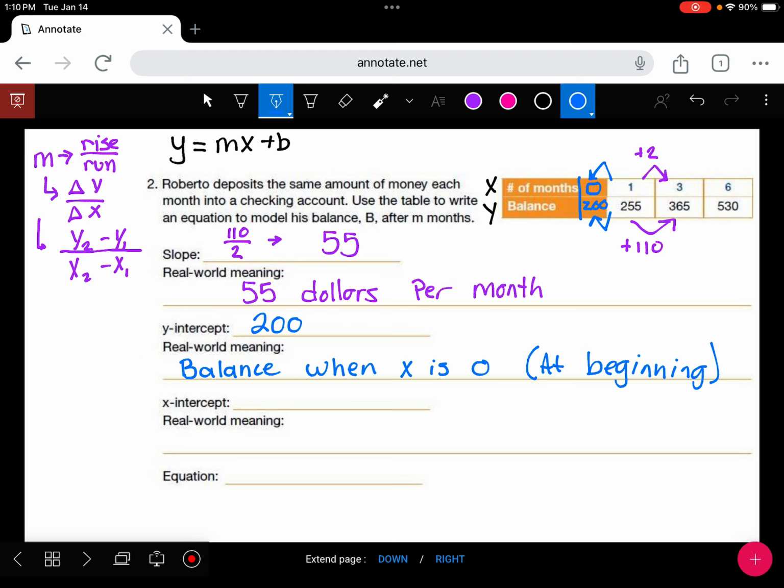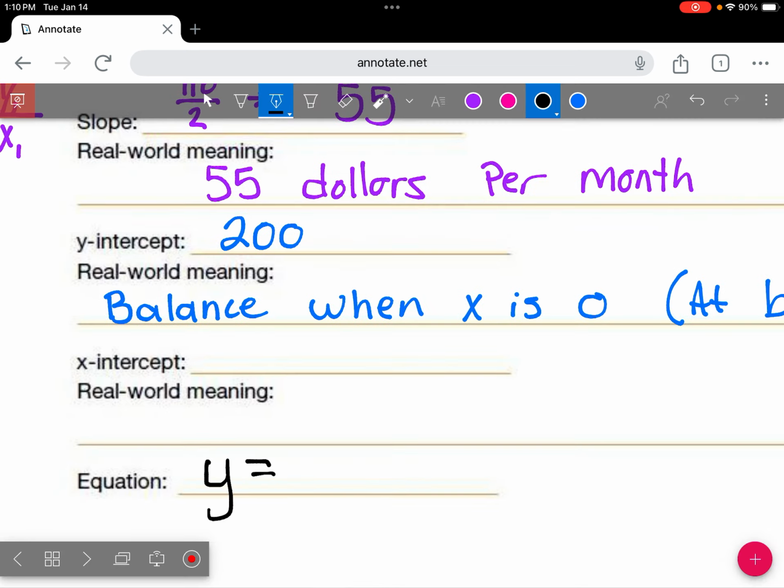So then we're going to try and figure out our equation. It's usually easier to do these two, then our equation, then do our x-intercept. So how are we going to write this as an equation? Y equals 55x plus 200.